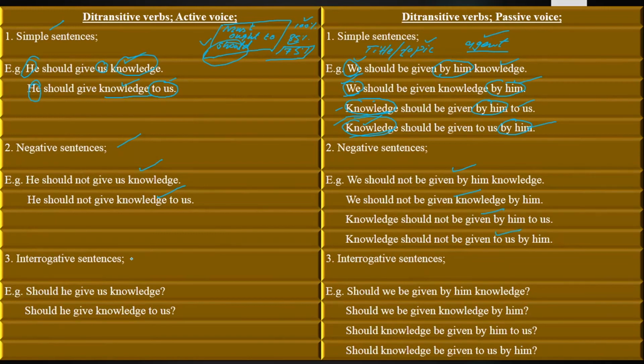Next we have the interrogative sentences in which we ask questions. Should he give us knowledge, should he give knowledge to us? Should we be given by him knowledge, should we be given knowledge by him? Should knowledge be given by him to us, should knowledge be given to us by him?